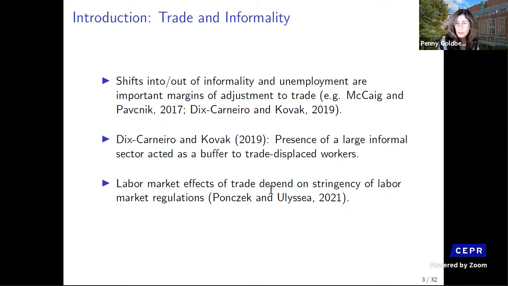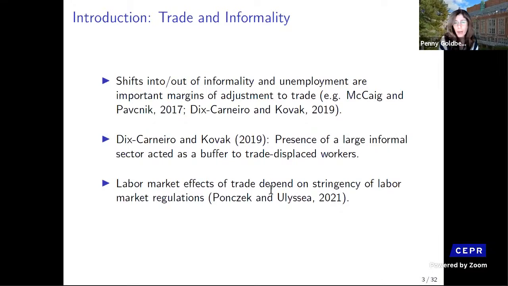More recently, there are two papers that actually motivated this work. One is a more recent paper by McCaig and Pavcnik from 2017, where they focus on Vietnam. Vietnam experienced a very rapid bilateral trade liberalization when it opened up to exporting to the United States. And what Brian and Nina show in their paper is that this process led to the onset of a structural transformation where many farmers moved from the informal agricultural sector to formal manufacturing. So they find that opening up to trade in Vietnam led to a substantial channeling of resources towards the formal manufacturing sector.